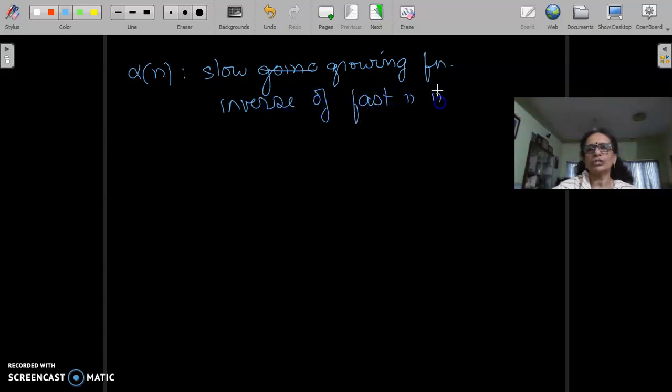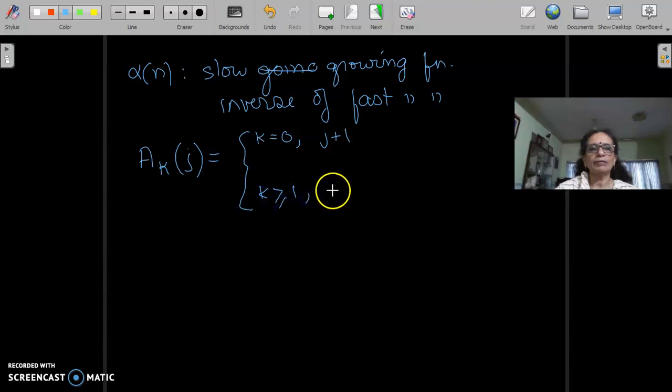So, a fast growing function, and then we had defined this fast growing function that we are going to use, which was based on the Ackermann's function. It goes like this: when k equal to 0, a_k(j) is equal to j plus 1, and when k is greater than or equal to 1, it is given by an iterative application of a lower level function. So it is going to be a_(k-1) applied j plus 1 times to j.